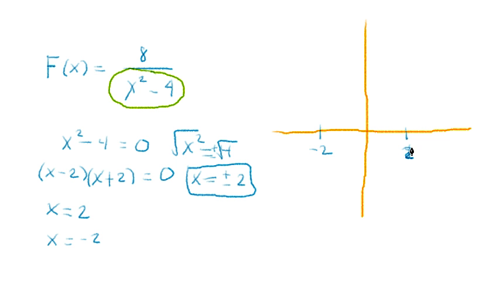So I went ahead and, why did I put 4 over there? I'm not sure. Alright, so here's negative 2. It's going to be indicated by this dotted line. There's a vertical asymptote here. And positive 2. Okay. Alright.